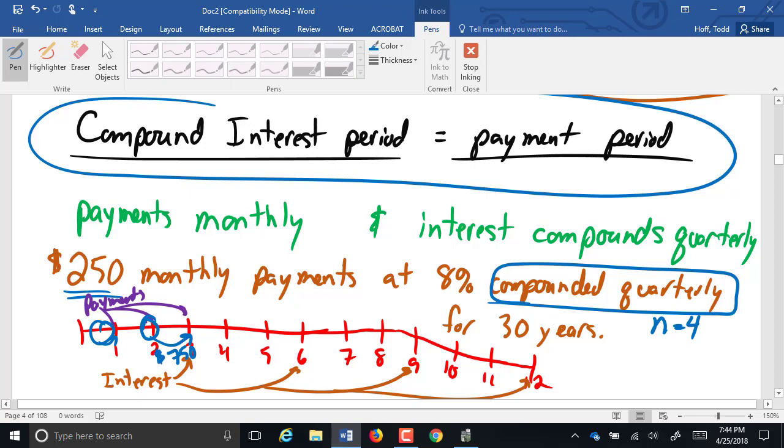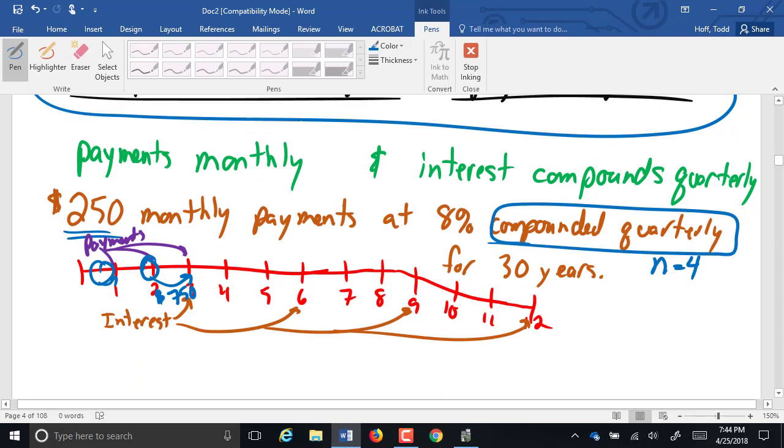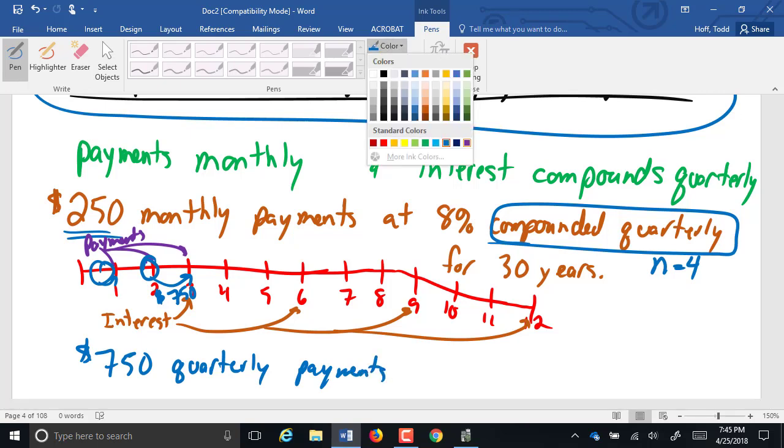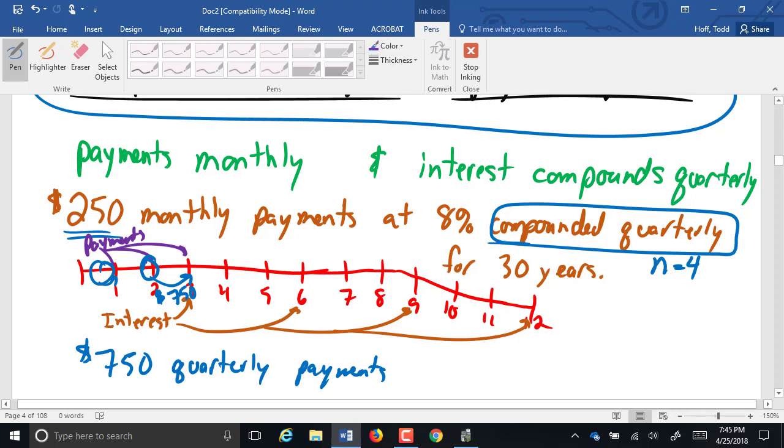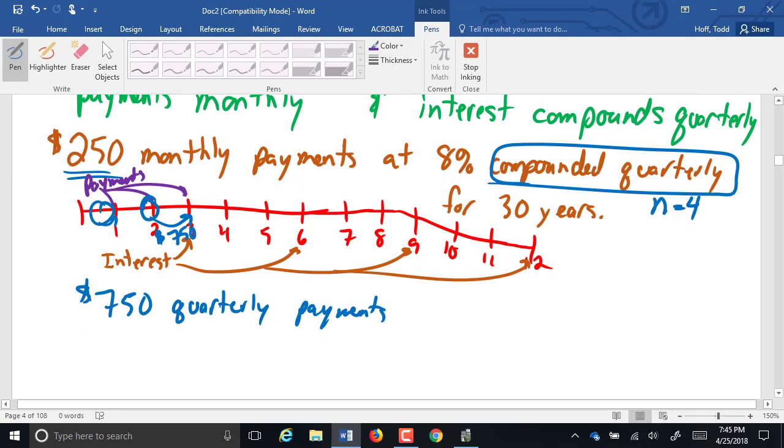You're making a $250 payment, but nothing's happening to it. It's almost like it's sitting in a holding account. And then at the end of the quarter, it gets put in there. No interest is going to be gained on it anyway, so what's the use of putting it in, right? So this is equivalent to just making $750 payments, quarterly payments. Does that make sense? Because no interest happens in the middle of the quarter anyway. So your ending balance, your future value, is going to be that $750 per quarter times 123.